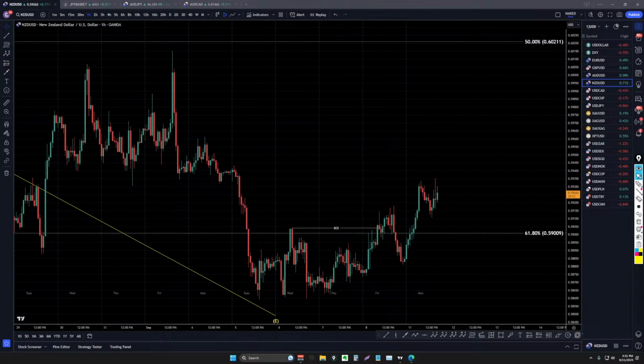Kiwi dollar. Pretty much the same thing. It just looks so corrective on these short time frames, but I think the problem is that we're on too short of a time frame. Kind of looks like it needs to keep going.